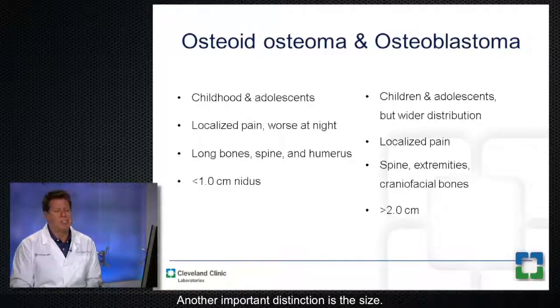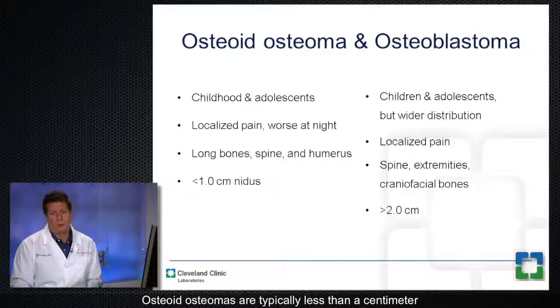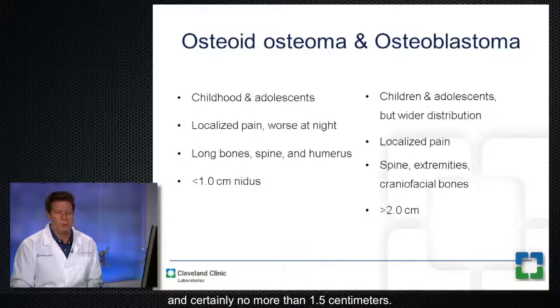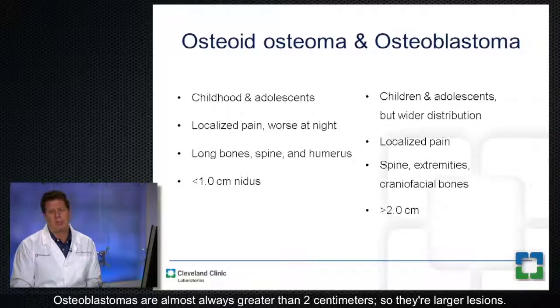Another important distinction is the size. Osteoid osteomas are typically less than a centimeter, certainly no more than 1.5 centimeters. Osteoblastomas are almost always greater than 2 centimeters, so they're larger lesions.